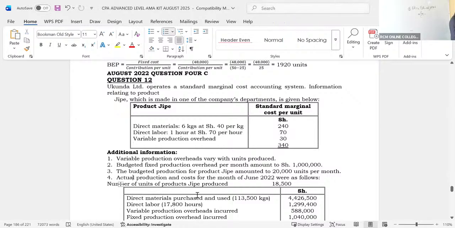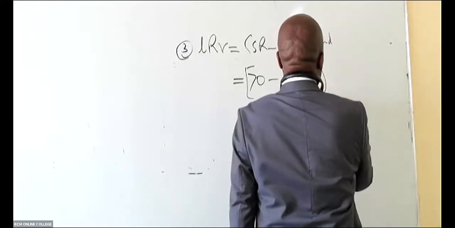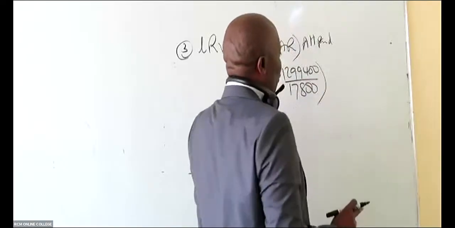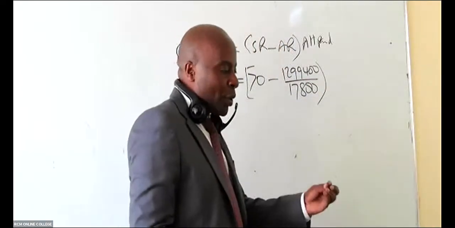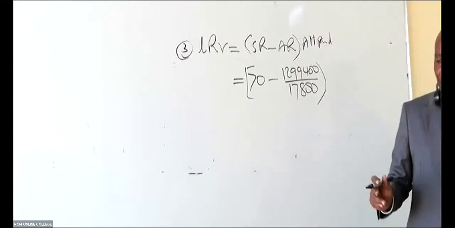I can see the labor in the card is 1,299,400. Divide this by the total actual hours. And the total actual hours are how many? Yeah, 17,800. Then outside here, we shall put the actual hours that were paid for, the actual hours we procured, which were 17,800.